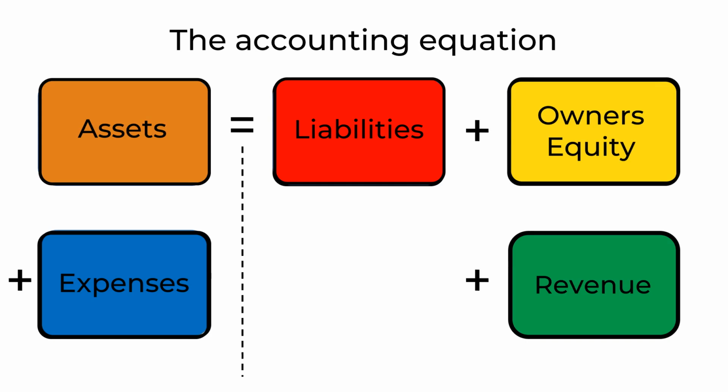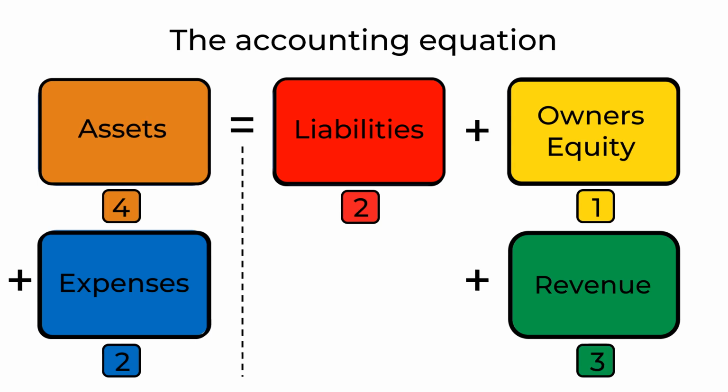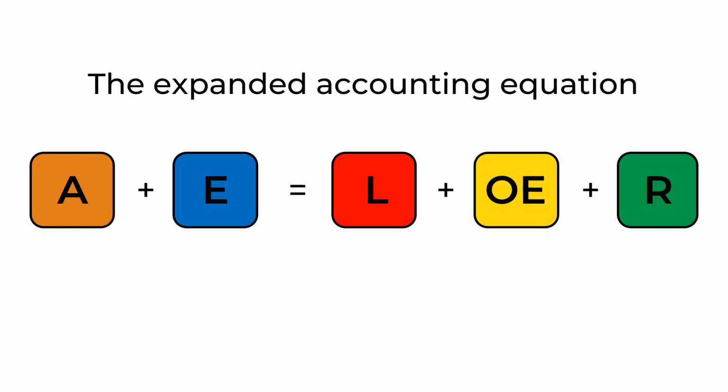Now I want to prove that to you. We had 4 assets and we had 2 expenses. We had 2 liabilities, 1 owner's equity and 3 revenue. So on the left-hand side, if we add the 4 and the 2 together, we get 6. And on the right-hand side, if we add the 2 plus the 1 plus the 3, we also get 6. So our accounting equation balances. And this is the equation that you need to remember so that we can go on and do our double entry accounting. Here is what we call the expanded accounting equation.